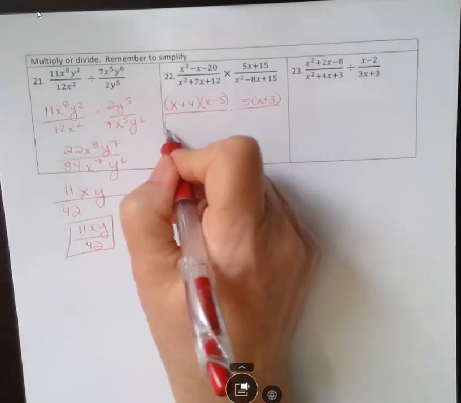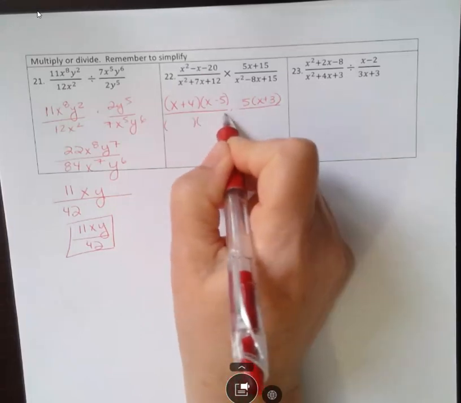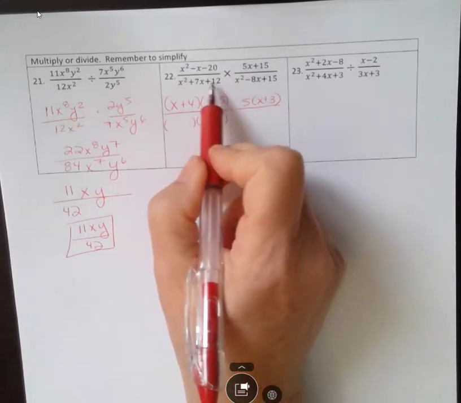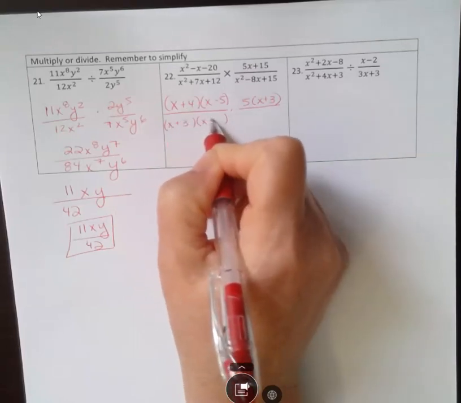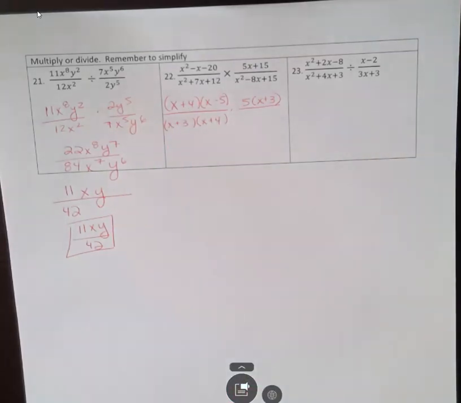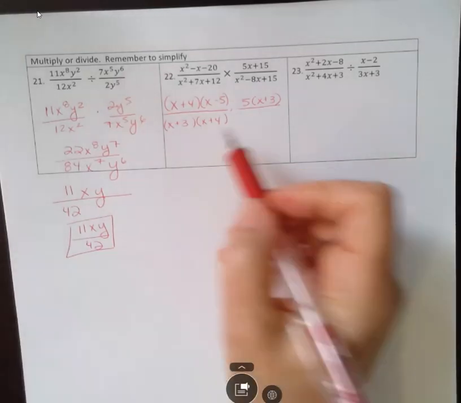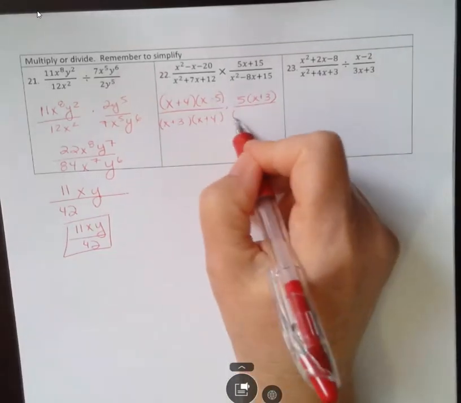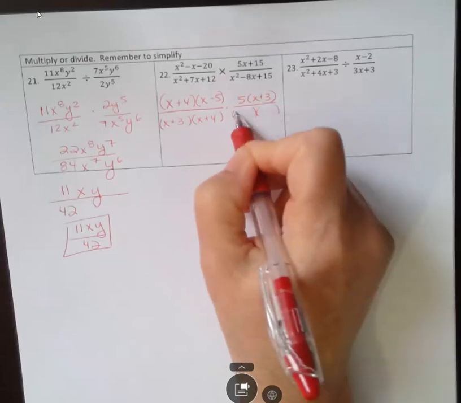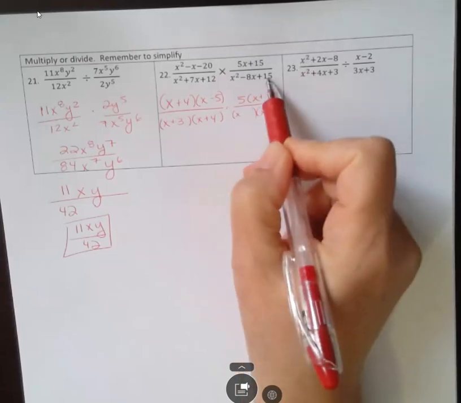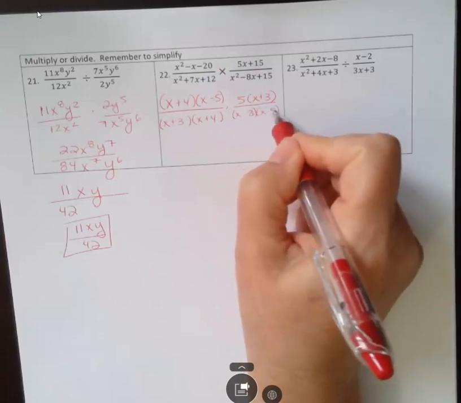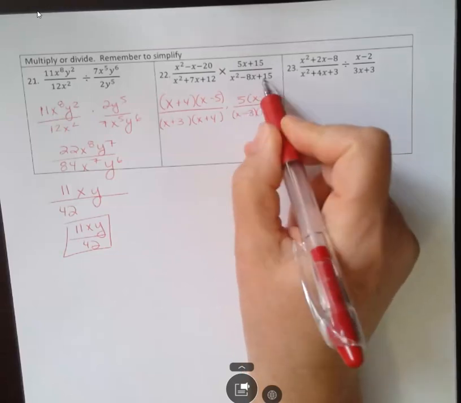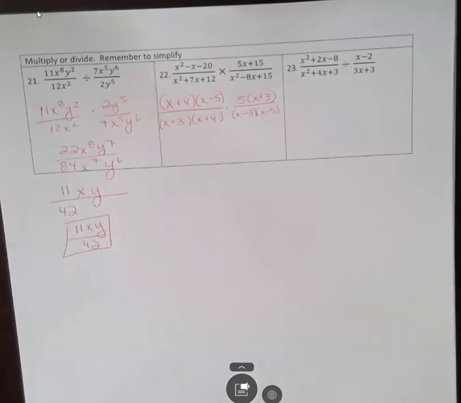Down below, I can see that 3 times 4 would be 12, and 3 plus 4 would be 7, and everything is plus in there, so that makes it nice. 3 plus 4, 3 plus x plus 3, x plus 4. And then down here, we have x, and we have 15. 3 times 5 is 15, 3 plus 5 is 8, and it's both negative because we want positive 15. So we've gotten all that.